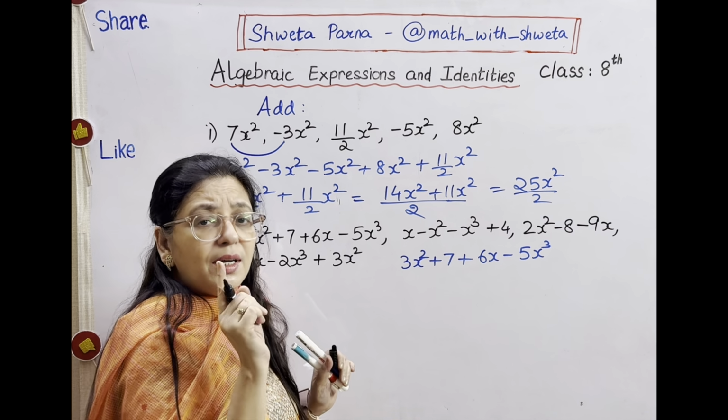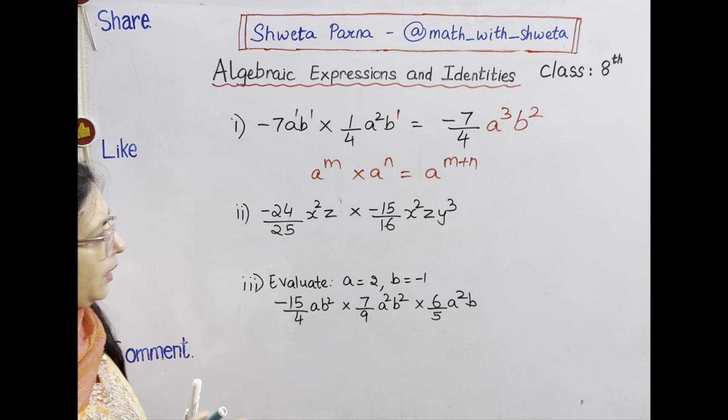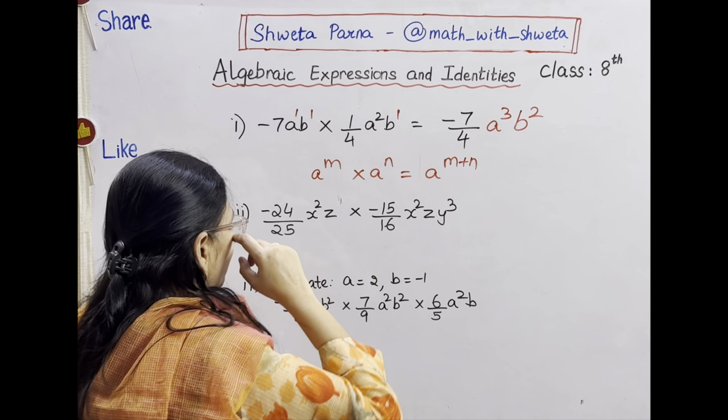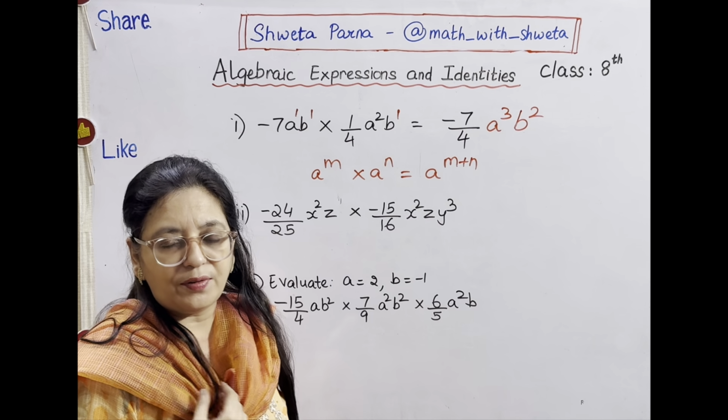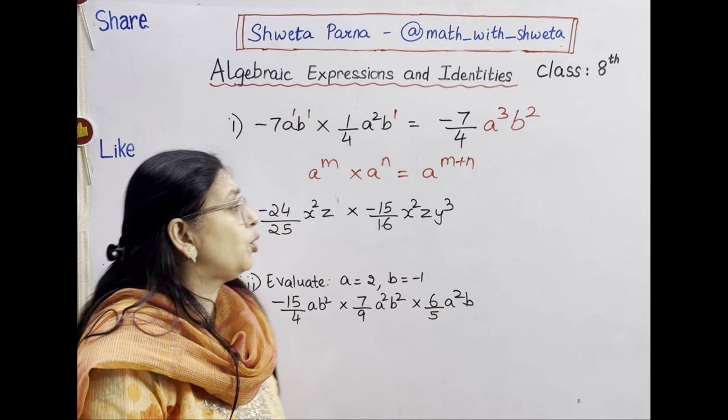Same way, b, there is no power, that means by default it is 1. Here also no power, so by default it is 1. So bases are same, you will add the power 1 plus 1, it is 2. So it will become b square. Clear?